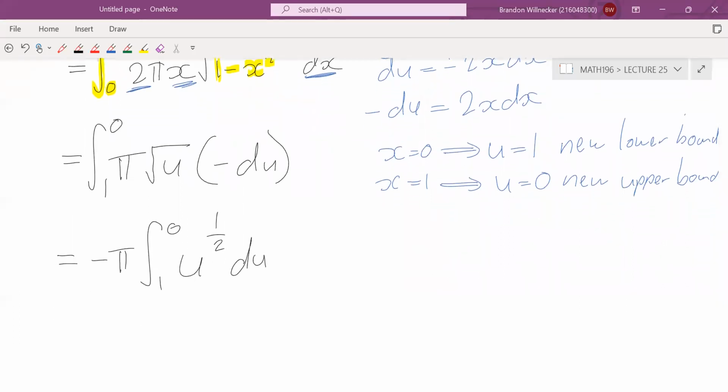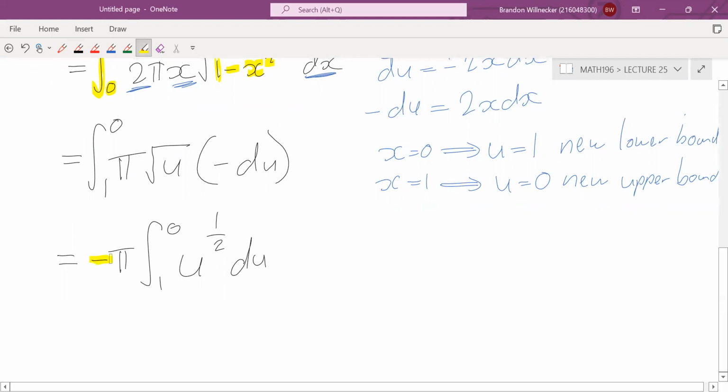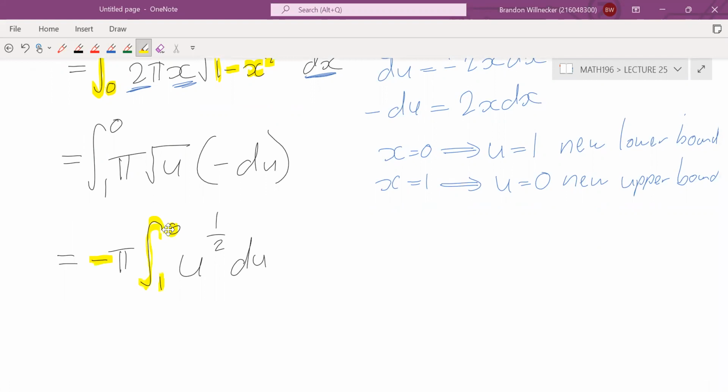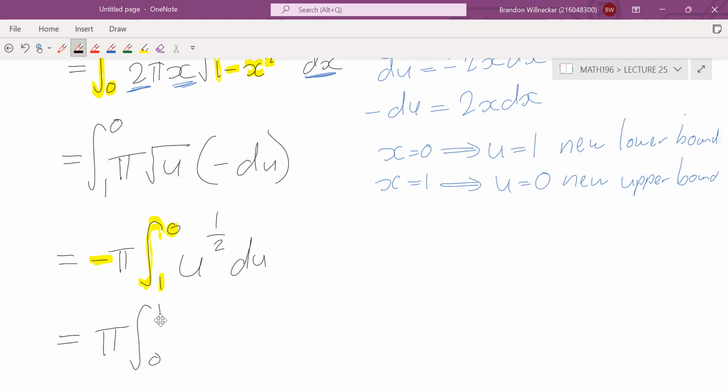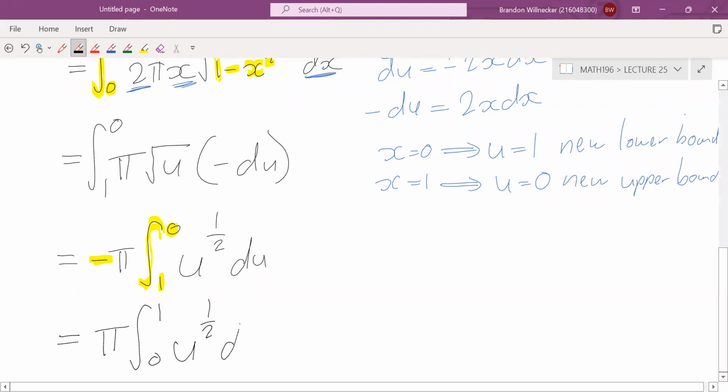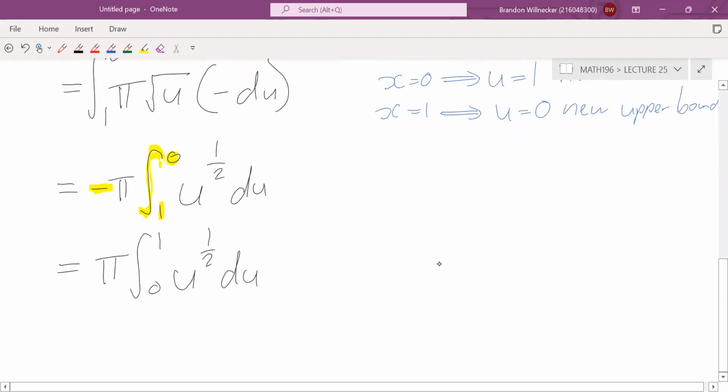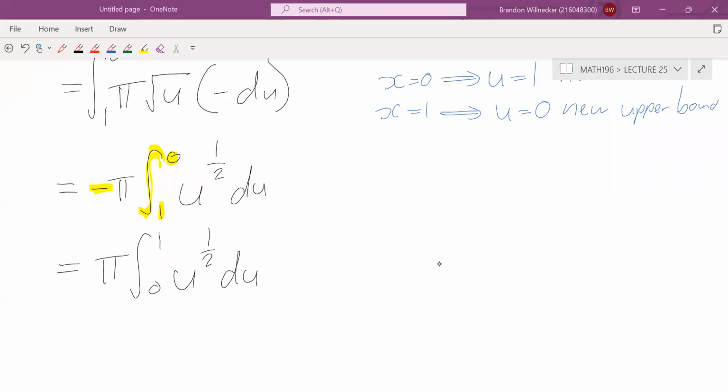Okay, now the bounds are swapped. So we should have the lower bound being smaller than the upper bound, but that's fine because if we have a minus in front of a definite integral, we can swap the bounds. So this now becomes pi integral from 0 to 1, u to the 1/2 du. Okay, so now we don't have to worry about that minus sign getting in the way.